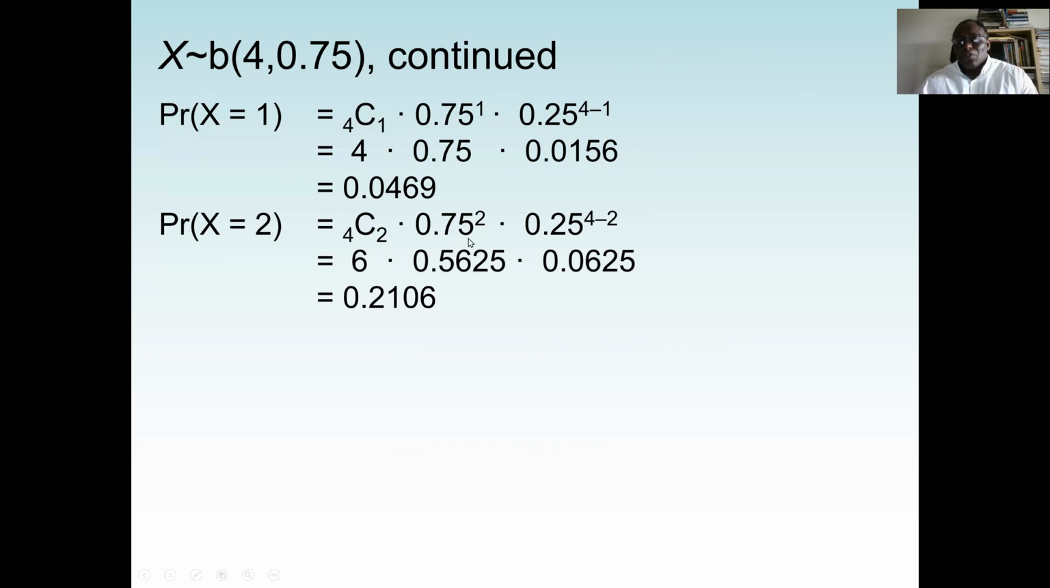When we square 0.75, we get 0.5625. Then square 0.25, you get 0.0625. So when we multiply the 3 values here, 6 times 0.5625 times 0.0625, that will give us 0.2106. So that will be our probability of having 2 patients treated successfully. Or we can also say it's 21%.